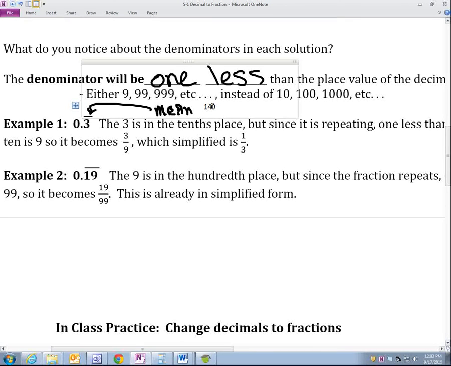Okay. Since 3 is in the tenths place, was it this class that I talked about needing a rearview mirror? No, I'm not dating a rearview mirror.